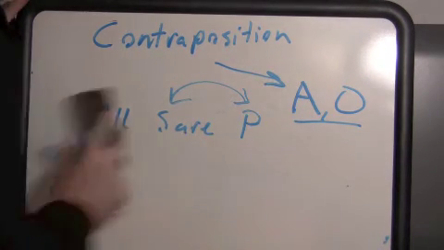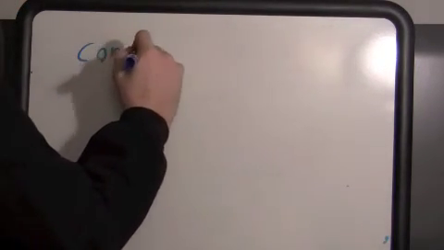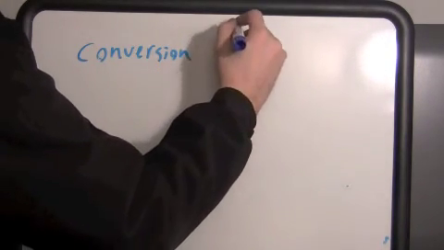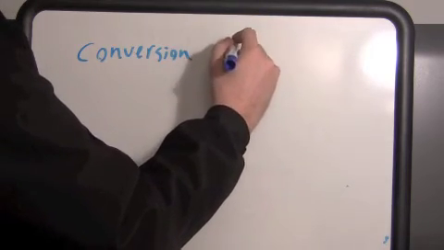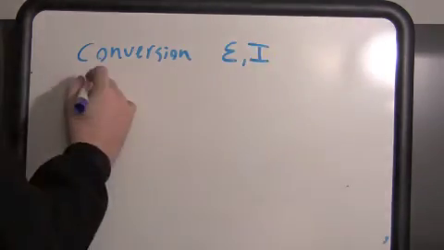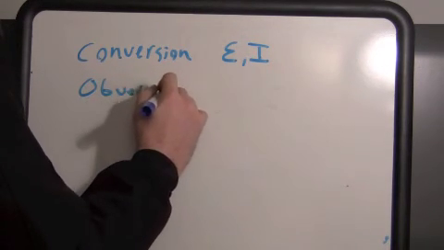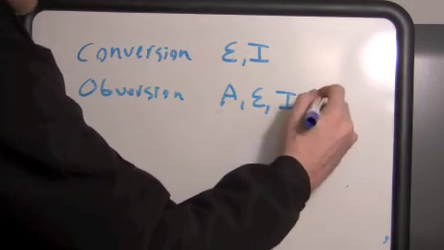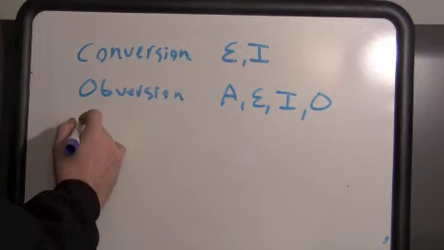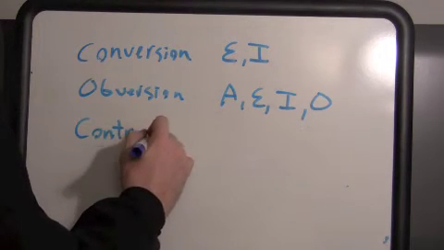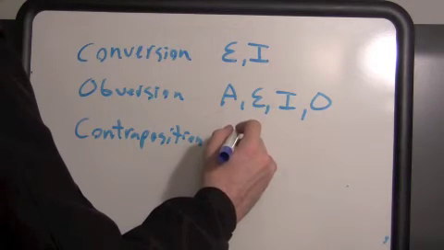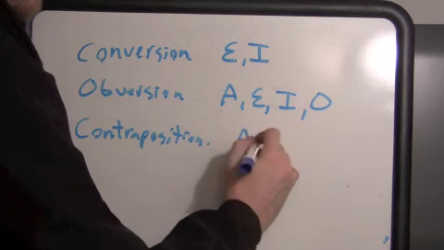So let's write it out here for you, just so you can see it. If we have conversion, what we end up with is that it yields logical equivalence for the E and the I propositions. Obversion yields logical equivalence for the A, the E, the I, and the O. And contraposition yields logical equivalence for which propositions? Do you remember? The A and the O.